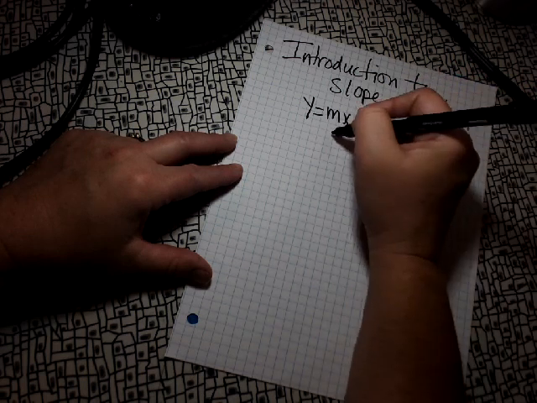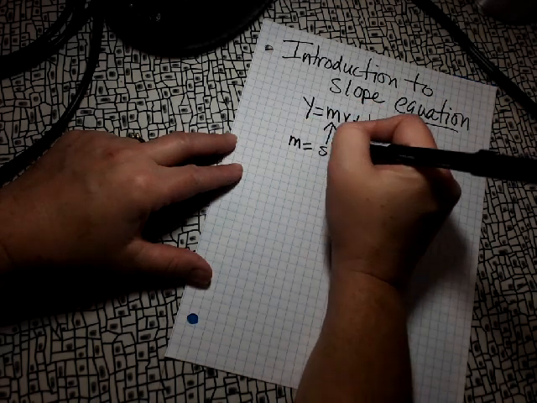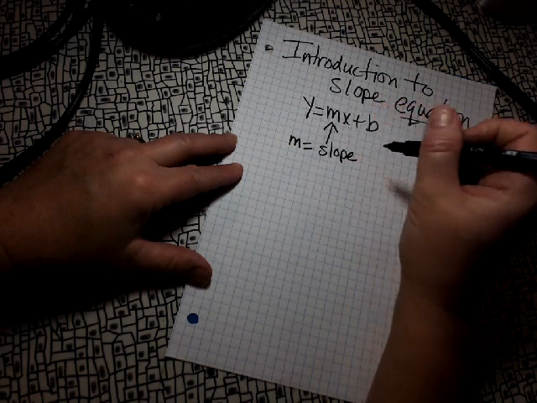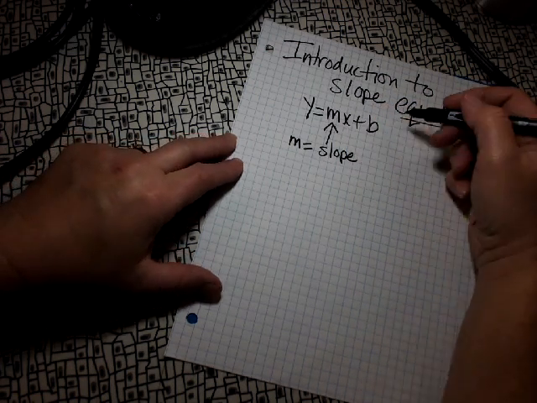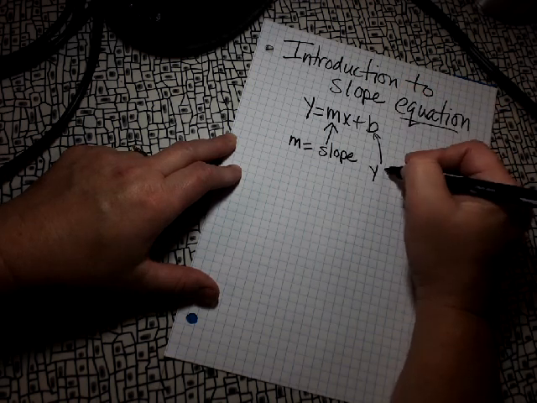The most important one is that m equals slope. So anywhere you see m, we're going to remember that that's the slope. Then the b is a little bigger word. It's called the y-intercept.